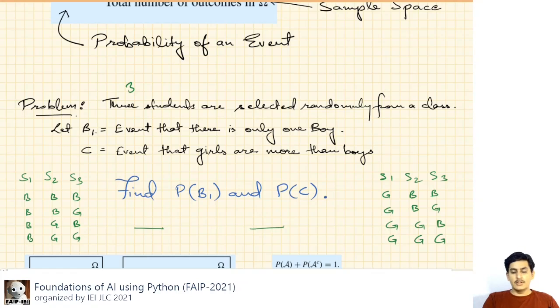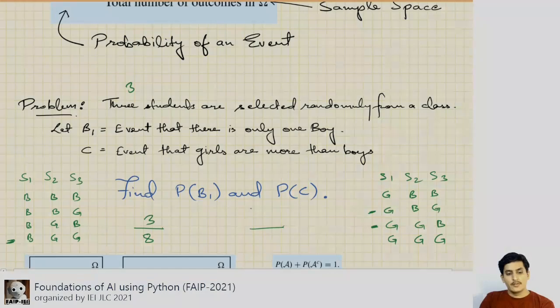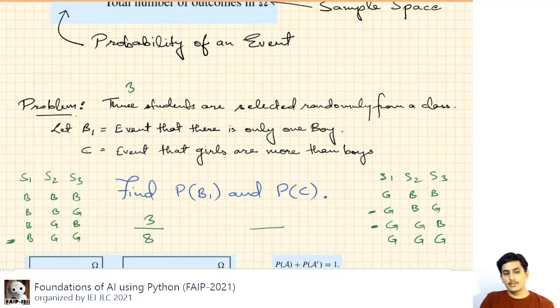So for B1, the event is that there is only one boy. So from all these, just check where we get one boy. There is this one event where we have one boy, and there is a second sample where we have one boy. This sample also has one boy. So out of a total of 8 samples, we have 3 samples where we are getting a single boy, right? So the right answer for B1 is 3 by 8. Okay. How many of you got this answer, 3 by 8? Fine.